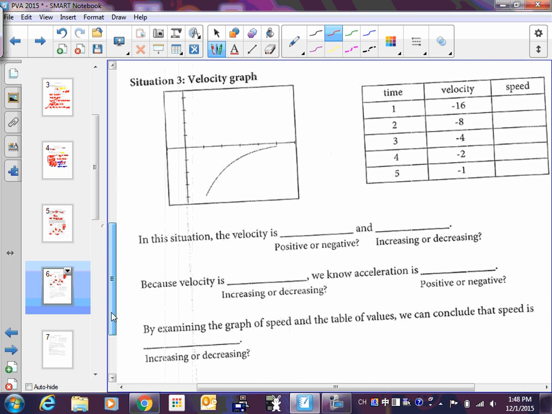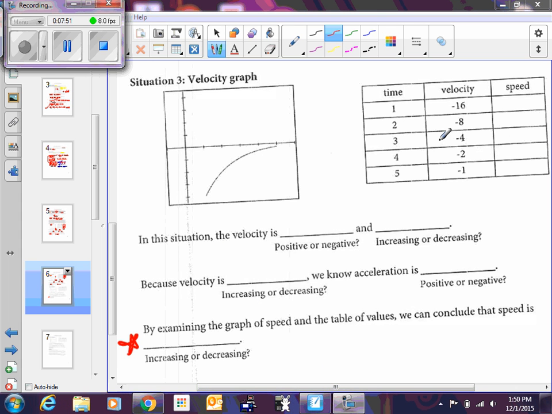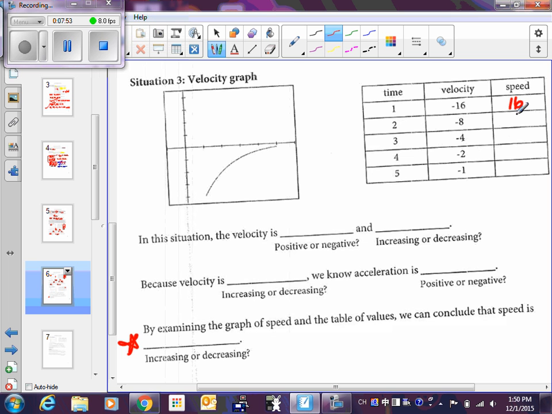Okay, so now we look at situation 3. I want you to try to do this one on your own, and you can start with the table here, you can start with the blanks. Okay, so hopefully you filled in all of this. So we already know that last blank is going to be decreasing. But let's see why.